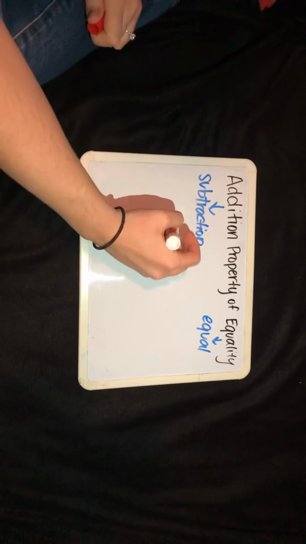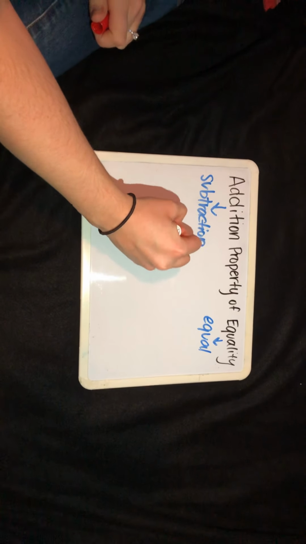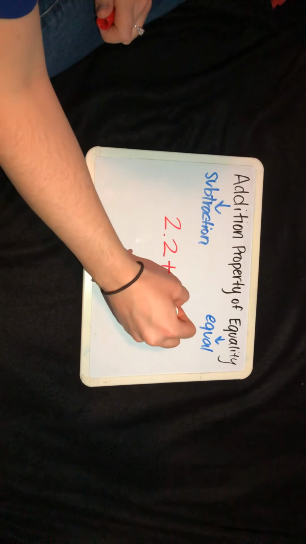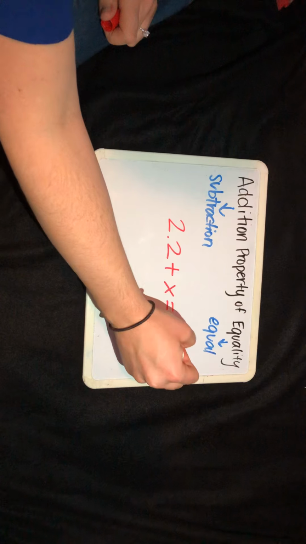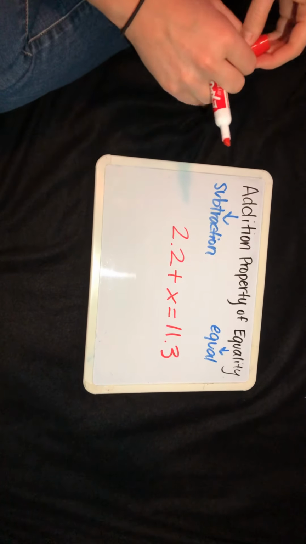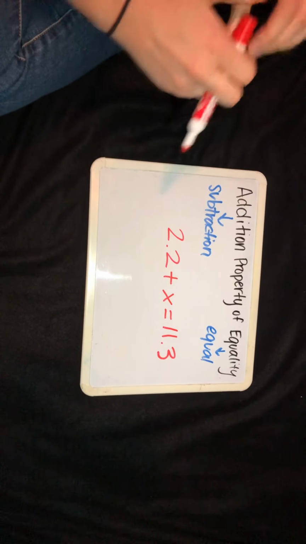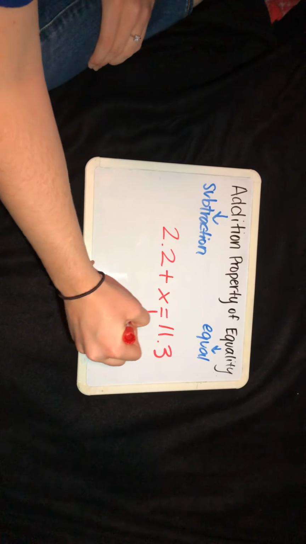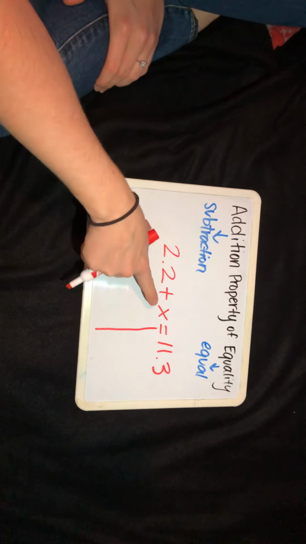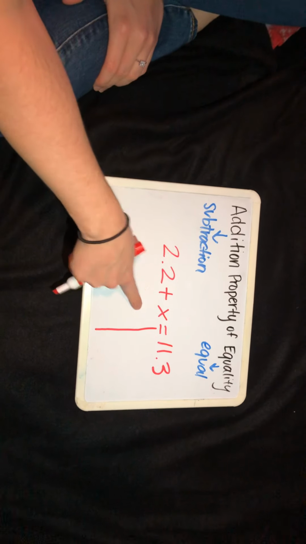So we'll do a decimal. 2.2 plus x equals 11.3. So even though we're dealing with decimals now, how we solve hasn't changed. So I'm going to draw my line to separate the two sides of my equation. I want to get x by itself. I want this to be the only thing on this side. So I have to undo what's happening here. And I see it's adding, so I have to undo it by subtraction.